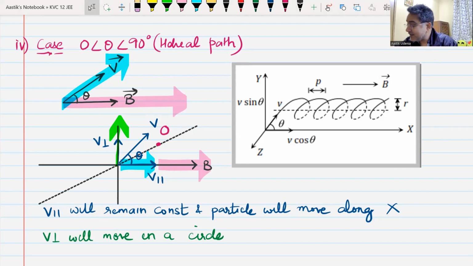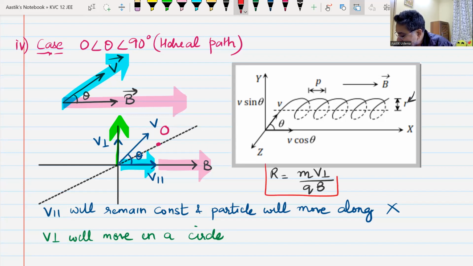The radius of this helical path, my dear friend, this is the radius of this helical path, will be given by m into v perpendicular divided by qB. Do we understand the significance of v perpendicular here? Yes, sir. Because that is the velocity which is perpendicular to the magnetic field. Therefore, in the radius, that velocity will come, my dear friends. Yes or no?